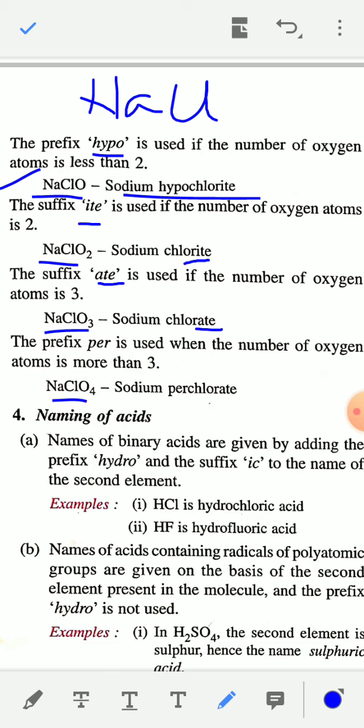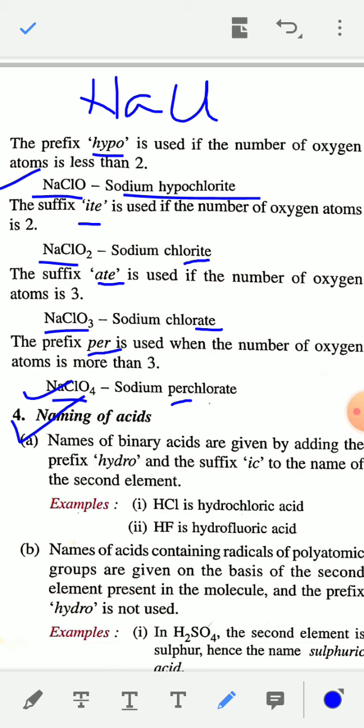In NaClO4, the number of oxygen atoms is more than 3, so you have to use the prefix per. So the name of this compound is sodium perchlorate. The prefix per is used in this case, NaClO4. So the names of such compounds depend on the number of oxygen atoms present in the compound. Now, naming of acids like HCl, H2SO4, HF.